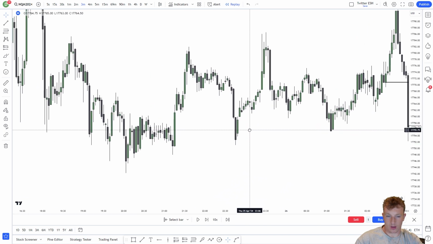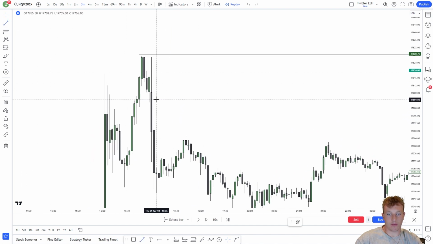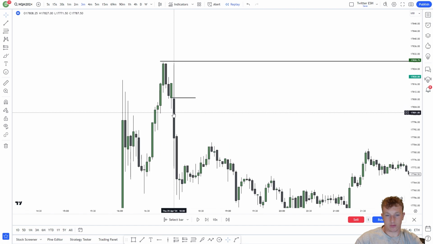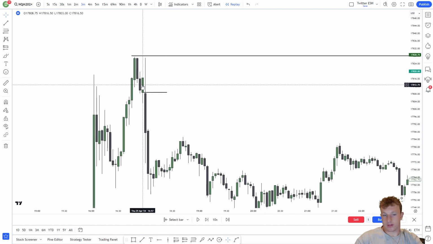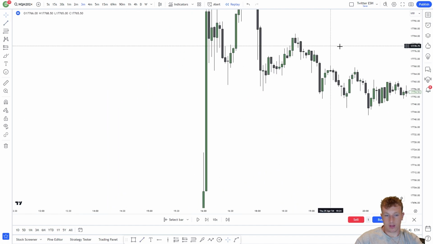So like, this is just a perfect example right here. This up close candle is sandwiched between these two red candles. Very good example. It tells me we're likely to go lower here, especially after sweeping this high here.